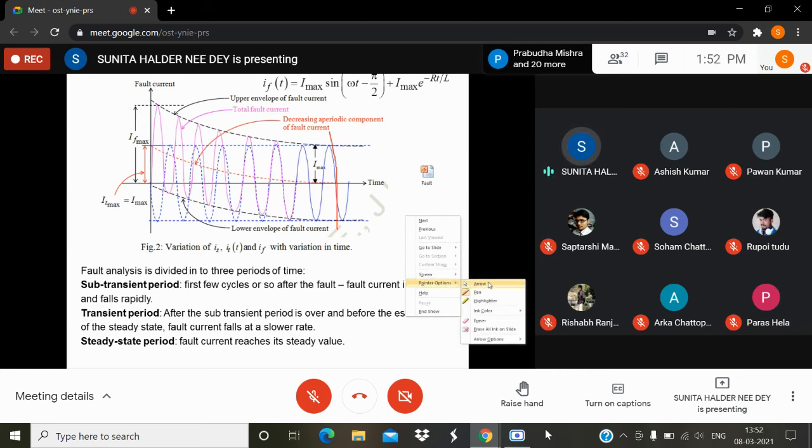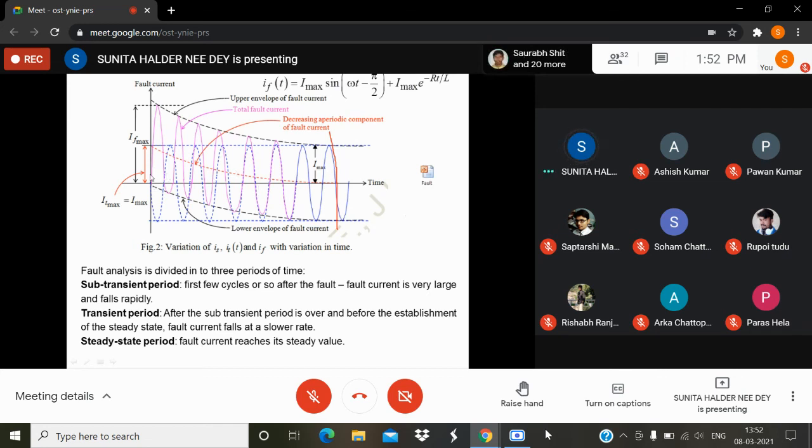Subtransient means the current's value is higher. It may be said that the first few cycles of the current are the subtransient period. Then the remaining cycles are the transient period. So when the DC component or the transient component is existing, that period is called the transient period. The transient period is subdivided into two periods, subtransient and transient. Subtransient is the worst condition when the current is higher. So the first 2 to 3 cycles, then up to 3 to 5 cycles or 3 to 8 cycles may be the transient.